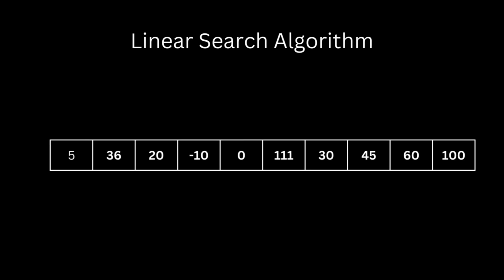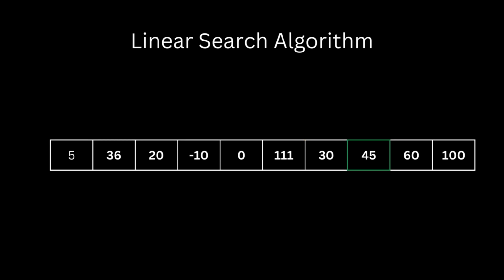Here we have an unsorted list and our goal is to find the value 45. We start at the very first element of the list. We check 5. It's not the number we are looking for, so we move to the next element. Then we check 36. Again, it's not the target number, so we move on to the next one. Similarly, we check each and every element until we find our target value.